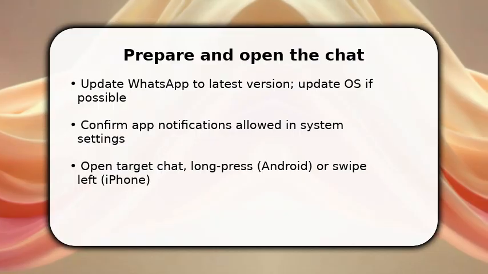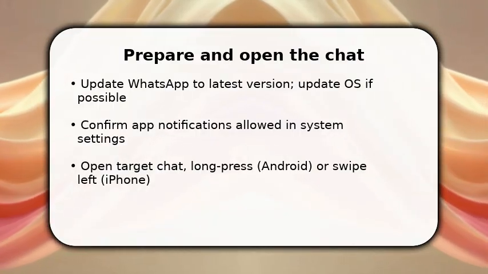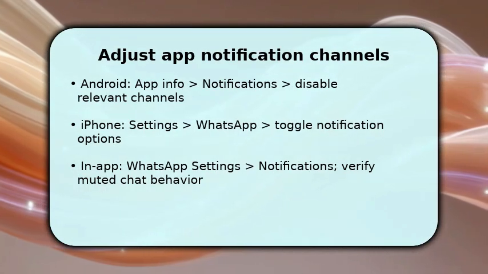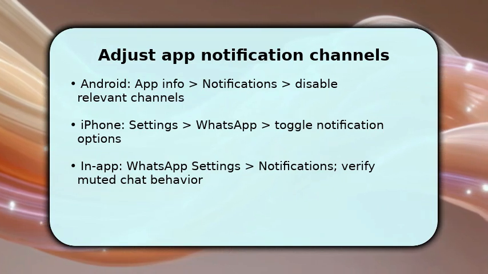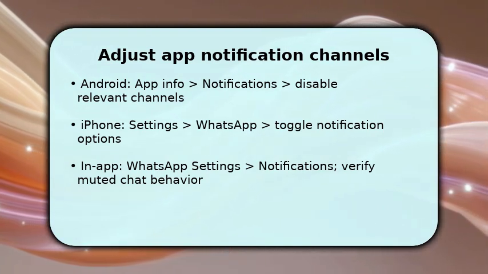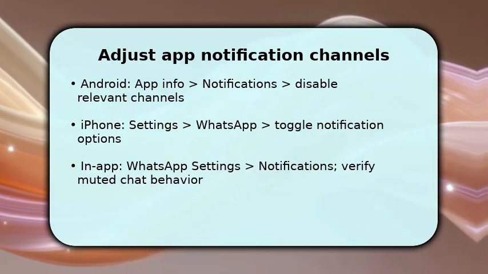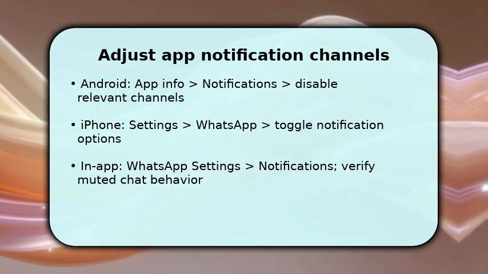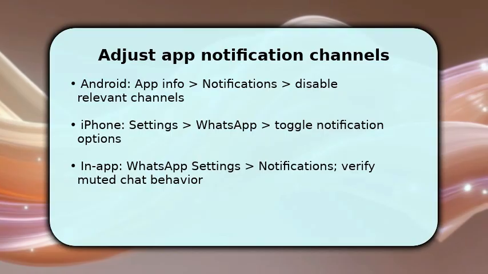Now move to the notification channel controls. On Android, go to App Info for WhatsApp, enter notifications and locate channels such as Other, Service, or any channel that mentions system or status messages. Disable or silence those channels.